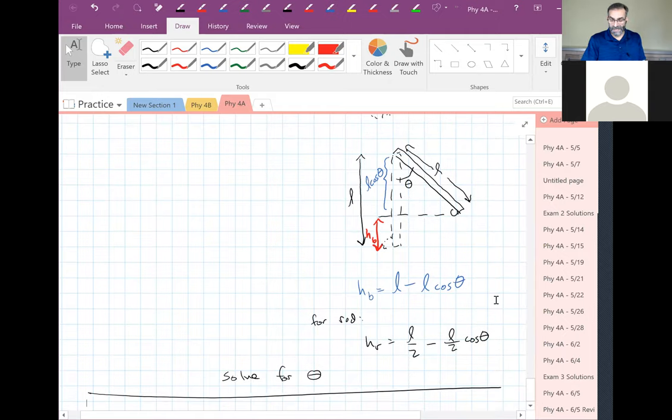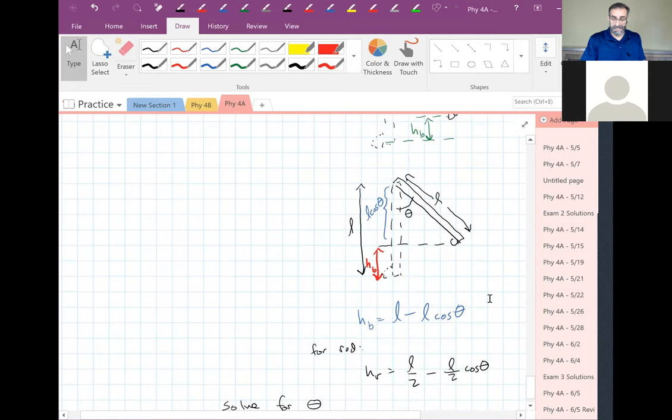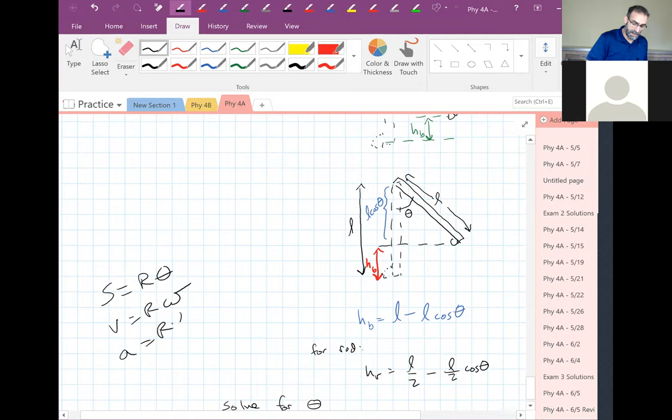You're going to solve for cosine of theta, right? So whatever your calculator is set to, when you take the inverse cosine is what you're going to get for theta. Sometimes it has to be in radians, like for the rotational. If you're going from S equals R theta, or V equals R omega, or A equals R alpha, then you must be in radians, right? But that's about the only case we have. Most of the time, you could do whatever you want.